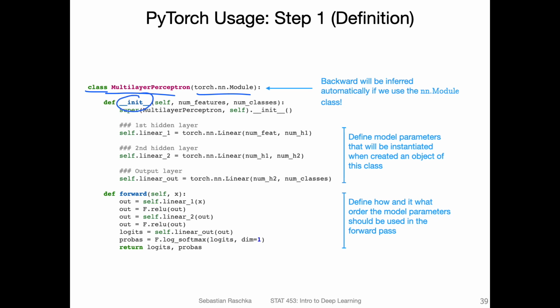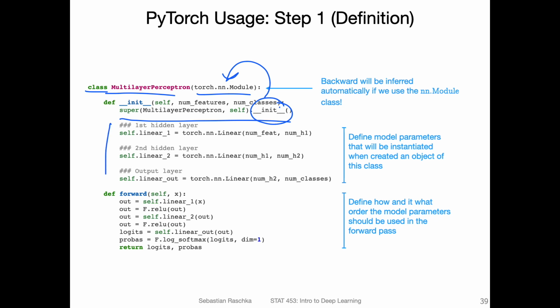And then there's this constructor, the init constructor. That is something we can define ourselves. So there's one line that we use here. This is really just for inheritance, so it inherits the init method from Module, but then everything else here is something we can define ourselves.